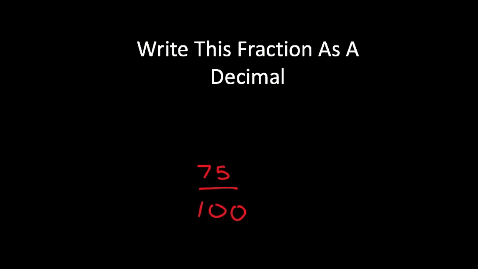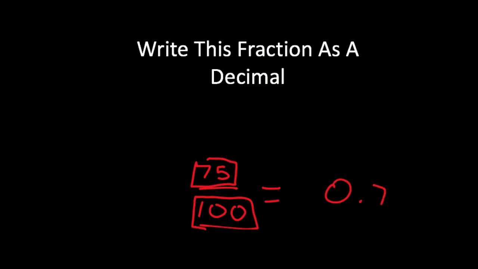Okay. Now, time for our first problem. 75 hundredths. We can convert this to a decimal. We're going to look at the denominator first. That means we have a 0 point something, and then the numerator is the numbers to the right of the decimal. So our answer would be 0.75. So the digits in the numerator are the numbers to the right of the decimal. So our answer will be 0.75 for this problem.